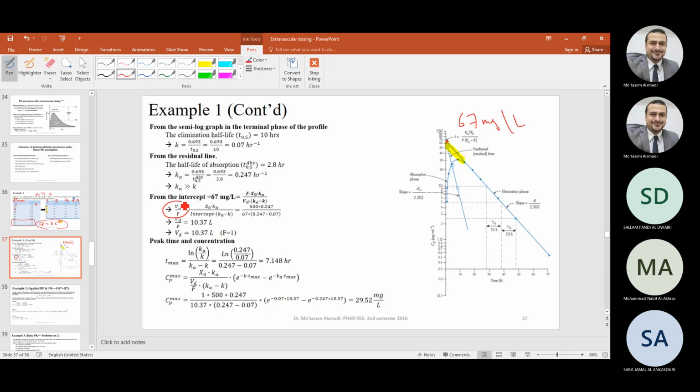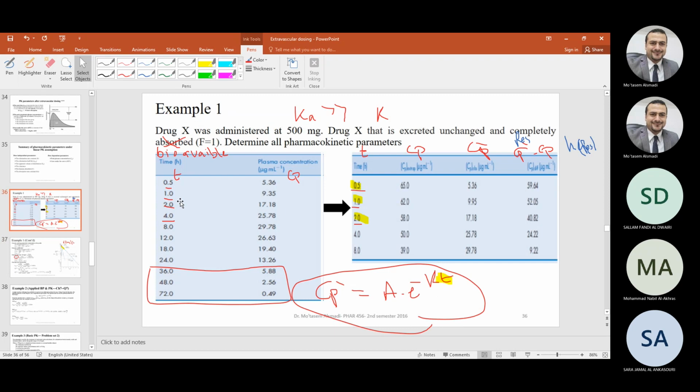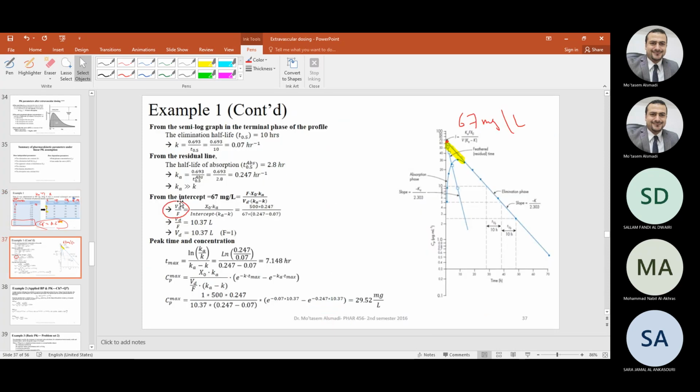Now we were informed in the question that the bioavailability is equal to 1. So Vd divided by 1 is equal to 10.37 liters, which means that Vd is equal to 10.37 liters, right? Because F, the absolute bioavailability, is equal to 1, right?